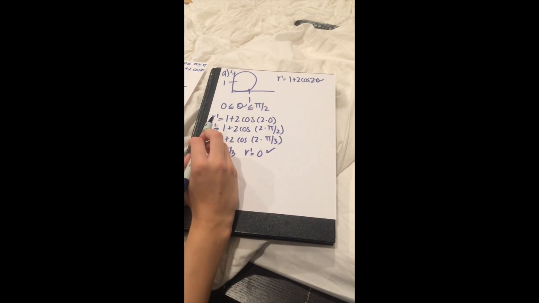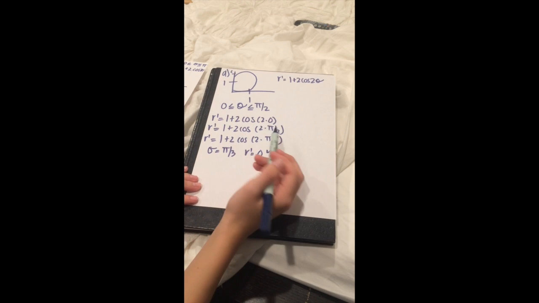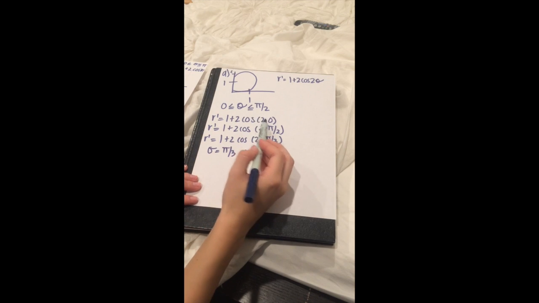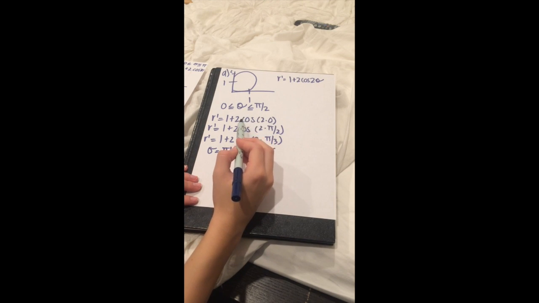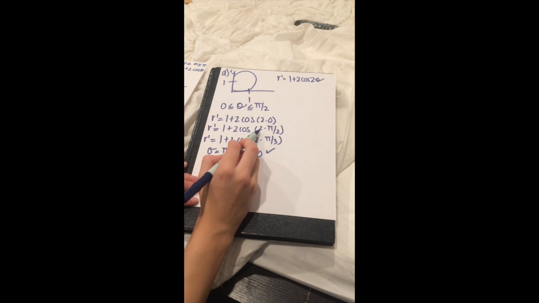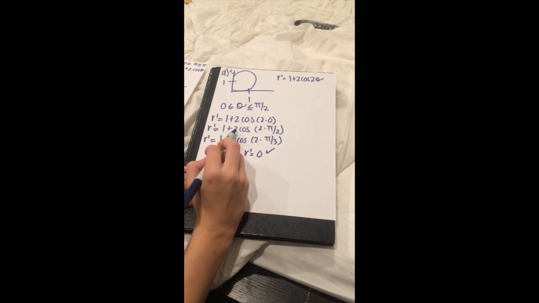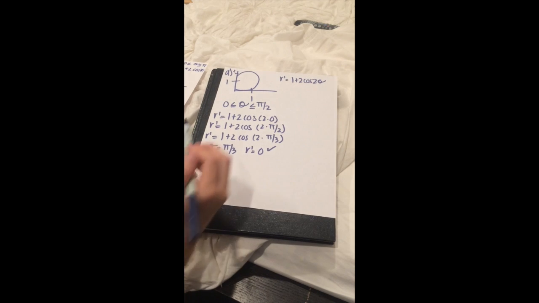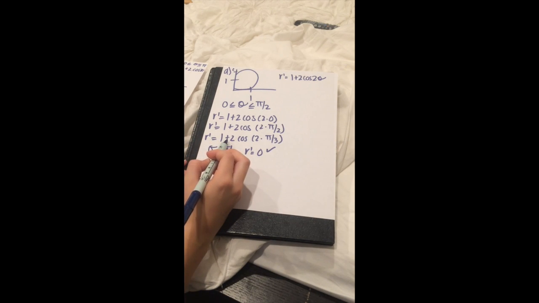So we're checking the endpoints to see where R prime equals 0. So we have R prime equals 1 plus 2 cosine, and then we plugged in 0, 2 times 0. Cosine of 0 is 1, 1 times 2 is 2, 2 plus 1 is 3, so that does not equal 0. Let's check the other endpoint, so R prime is equal to 1 plus 2 cosine of, those 2 cancels out, so cosine of pi, and that's going to be negative 1. Negative 1 times 2 is negative 2, and negative 2 plus 1 is negative 1, so that also doesn't equal 0.